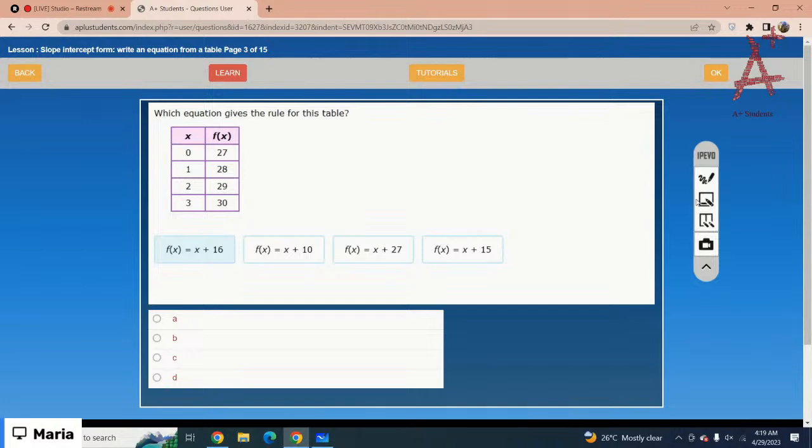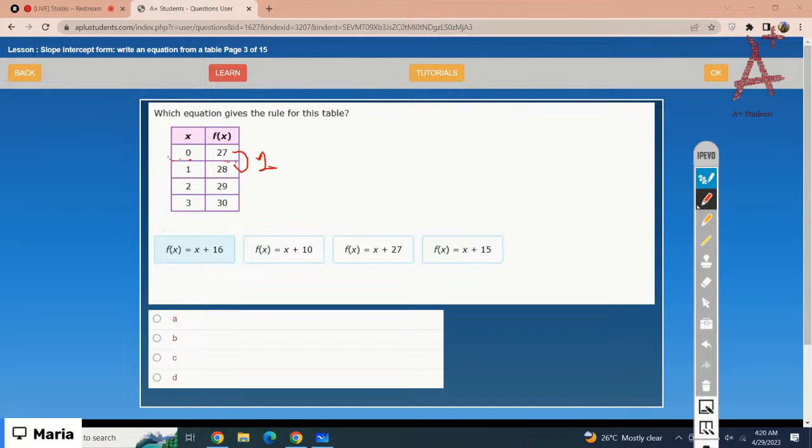Okay, the next one is what equation gives the rule of the table. So you have to calculate the rule of the table. You have to calculate the slope. Slope is change in y, that is the y value. 28 minus 27 is 1 and 1 minus 0 is 1. That means the slope of the equation is 1. Got it? Now you have to calculate the b, the y-intercept. Got it? Just use any point and calculate the b.